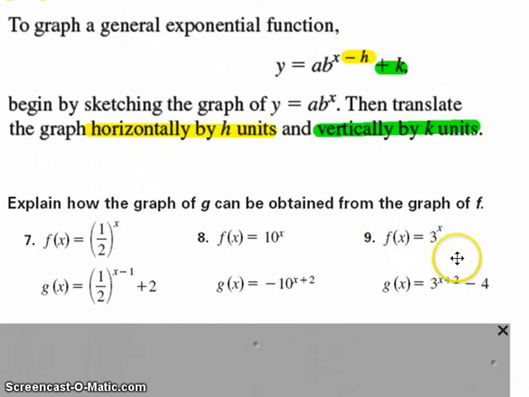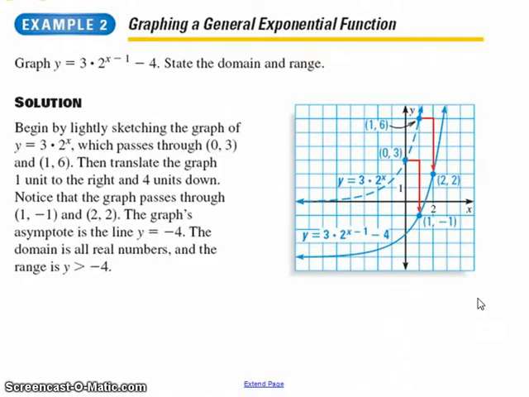For 9 here, I'm moving 2 spaces to the left and 4 spaces downward, every one of those points. So here's an example or an illustration of that happening. The dotted line is the generic graph for this. Let me circle it here for you. For this here, 3 times 2 to the x, or as they say it here, that's this graph here, this dotted one.